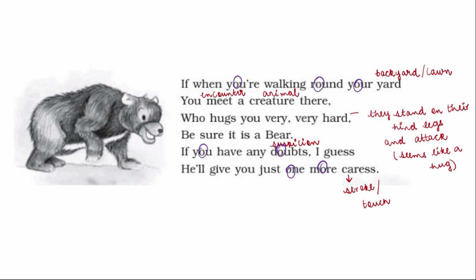So the literary device used here again is assonance, which is the repetition of the O vowel sound. Also another literary device used is repetition, where the word very, very is repeated to show the intensity of how hard a bear can attack you.